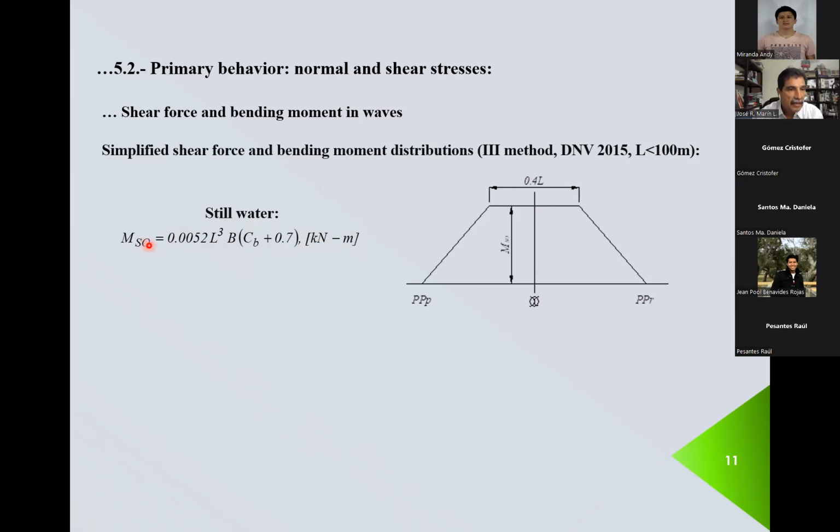And then this value here is valid in this region around midship. So this is 0.4 of the length. And then from this point you draw a straight line until the aft and forward perpendiculars, and this is the approximation that the classification rule gives you for the still water bending moment distribution. This is very important.